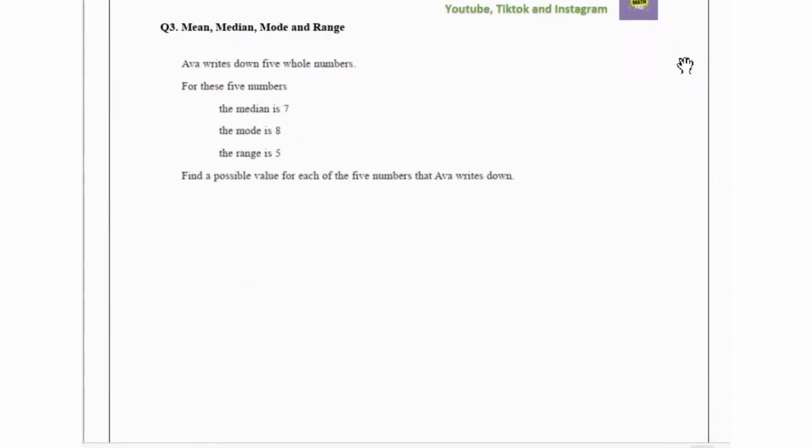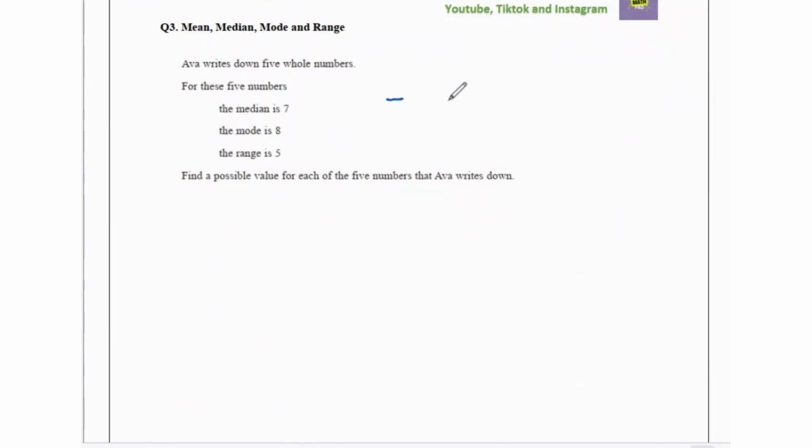Then the mean, median, mode, and range question, a very popular question once again. So it says that Ava writes down 5 whole numbers. For these 5 numbers, the median is 7, the mode is 8, the range is 5. Find a possible value for each of the 5 numbers that Ava writes down.